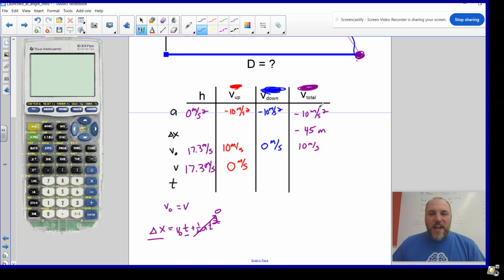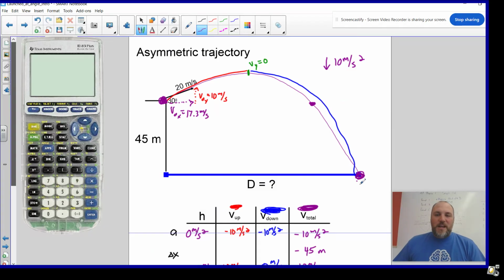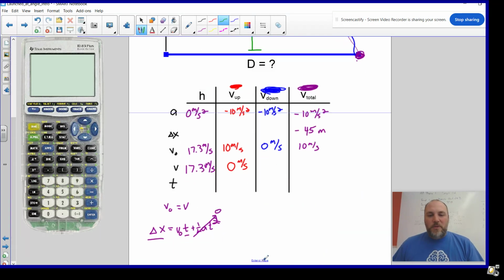And it looks like I have 3 things in the total column. I've also got 3 things in the vertical up column. So that's enough information to start doing my kinematic equations. Okay? You'll notice on the downward trajectory, I don't have any more information. I don't know what the velocity is at the end of this. I also don't know what the total vertical displacement is going to be, because I would need to first find how high this projectile goes. So I'm going to stick with the red and the blue for the moment.